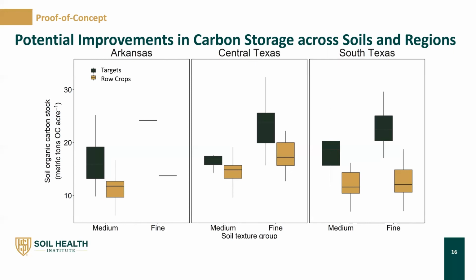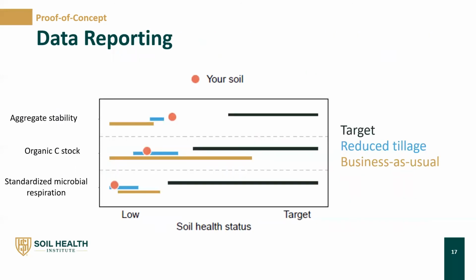So with that as an example, I want to show you in the time that we have remaining how we could report this data in a way that made sense to farmers so they could compare their soils to other soils within the same soil health group, but under different management. So here we have aggregate stability, organic carbon stock, and standardized microbial respiration. Those are the three measurements that we said we were going to show to the farmer. And we're able to represent the different managements with these bars. So the green on the right-hand side of each of these is the target, the yellow is the business as usual, and the blue is a soil health management system.